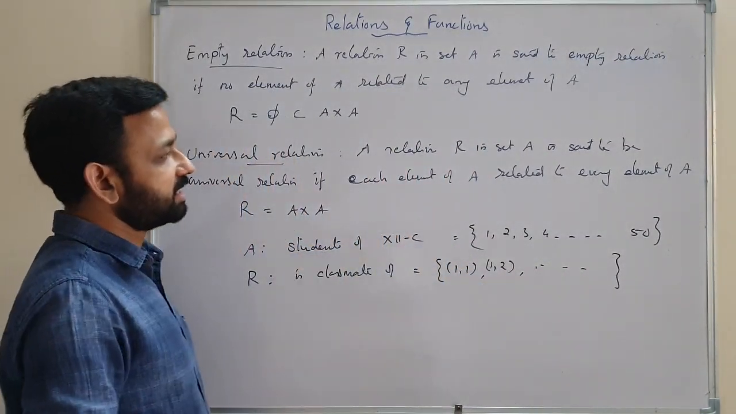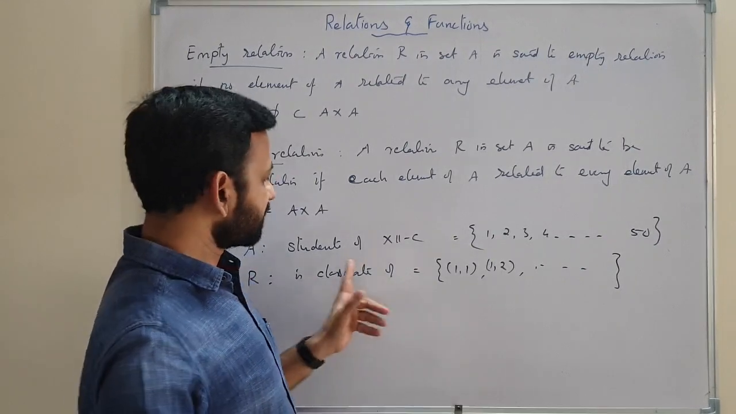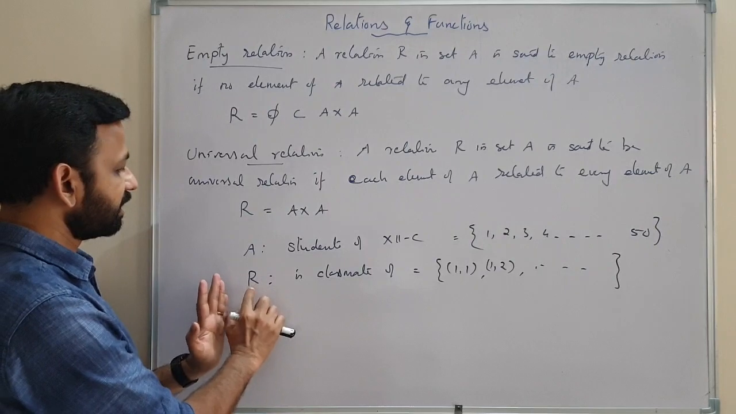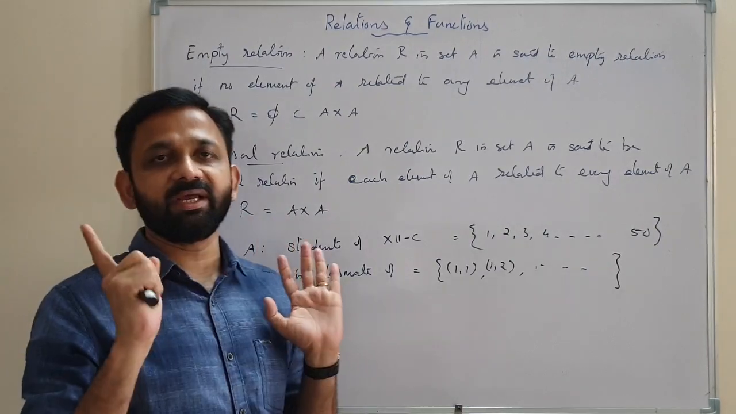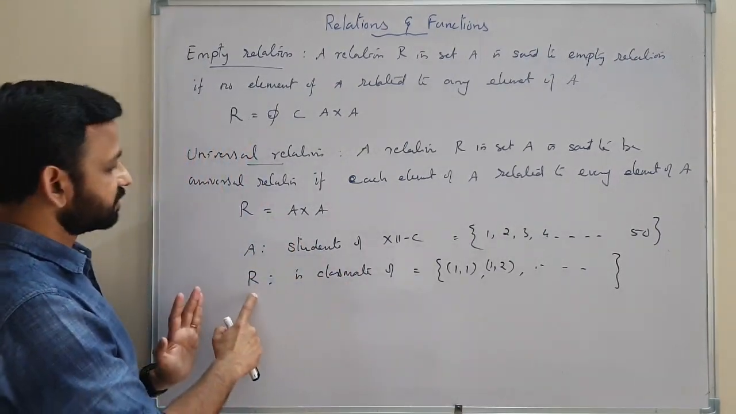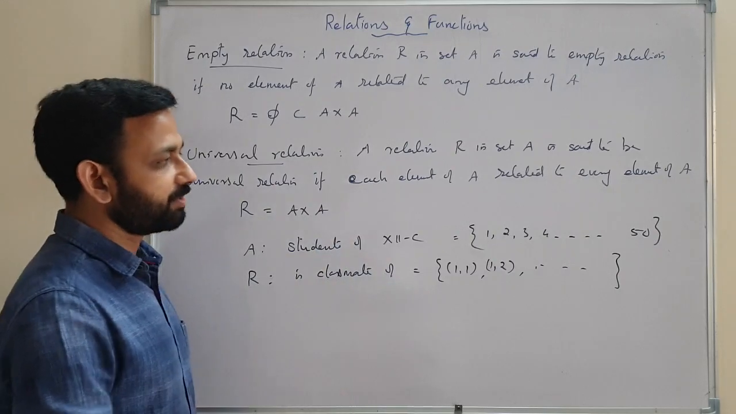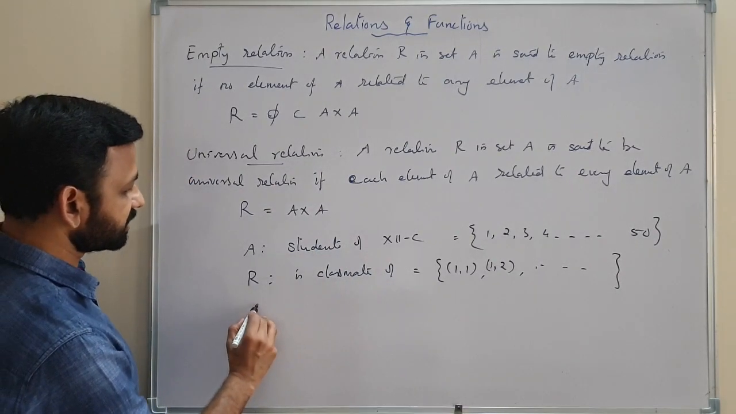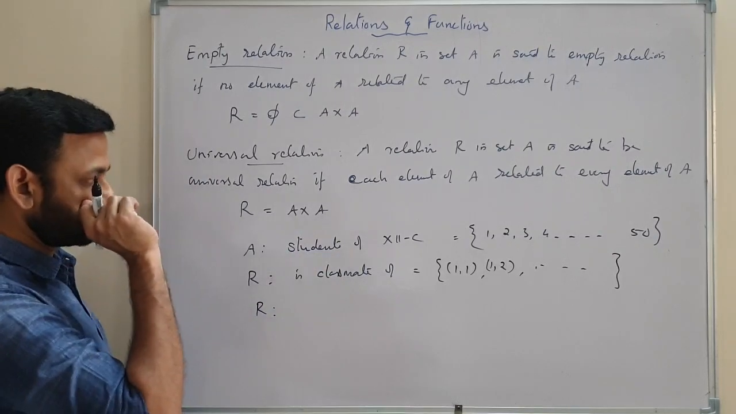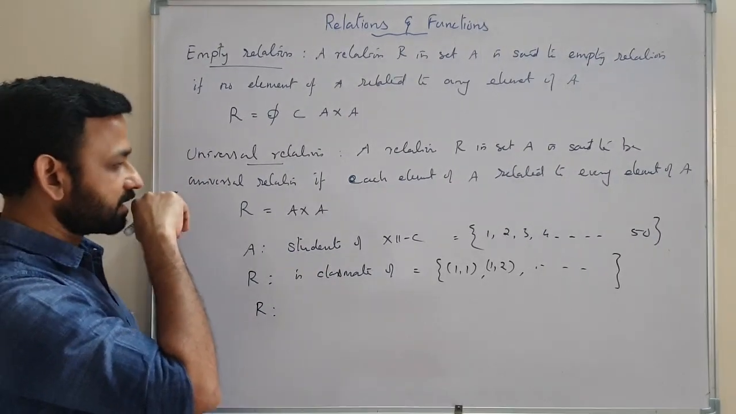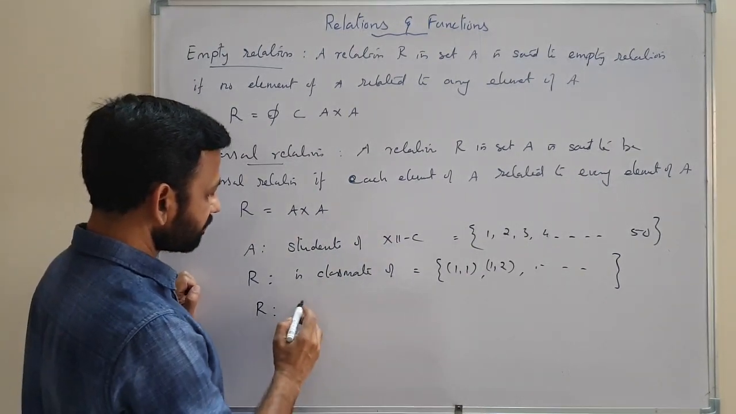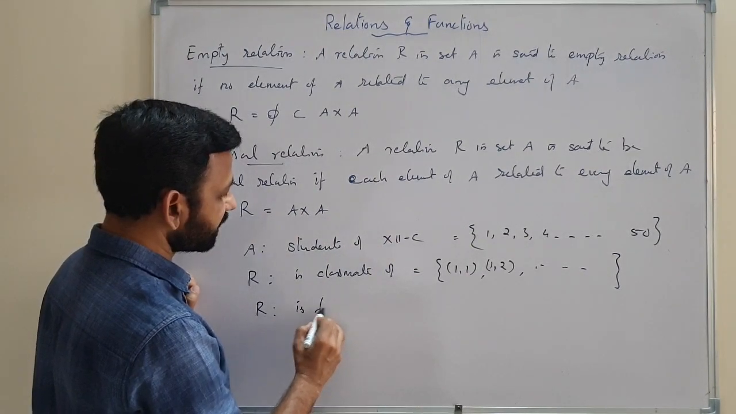In this set, each element of A is related to every element of A. So here R and A cross A, both of them are the same. So this is an example for universal relation. And suppose we define another relation here in the same class, 12th C. Suppose the relation is "father of".